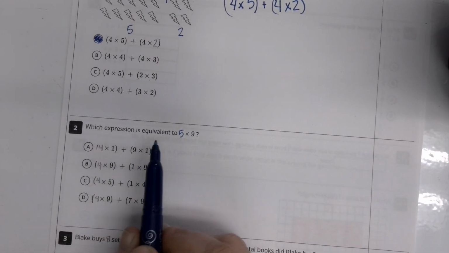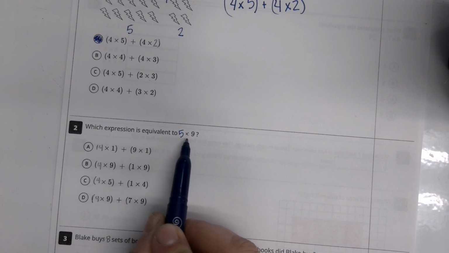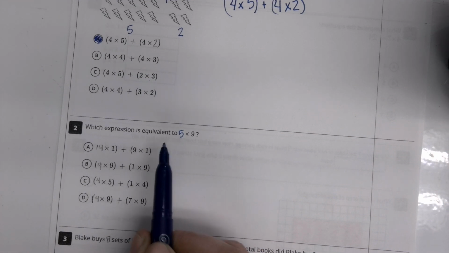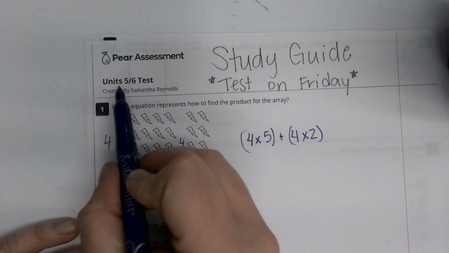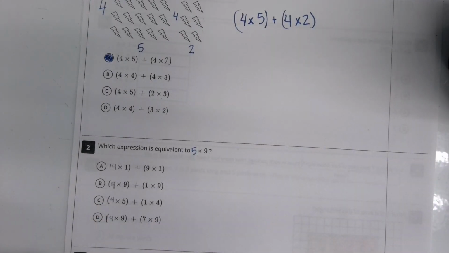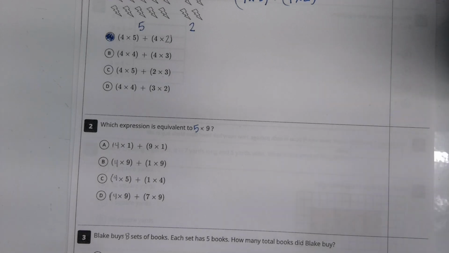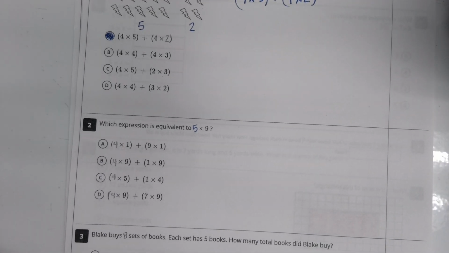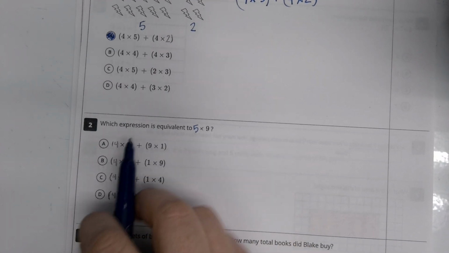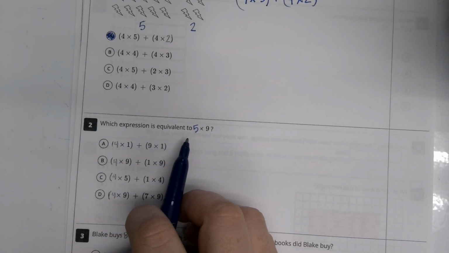Which expression is equivalent to 5 times 9? This was a mistake on my part, so your child may say 4, because what I do is I take our test, print it, and then change some numbers so that you have a study guide of exactly what you're going to see on the test. And I think that's the most fair way that we can do this.